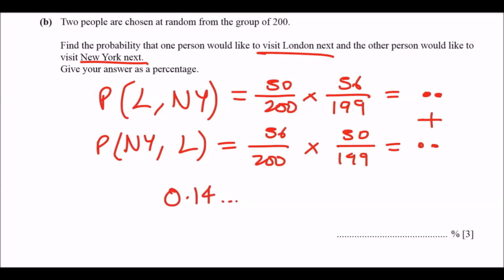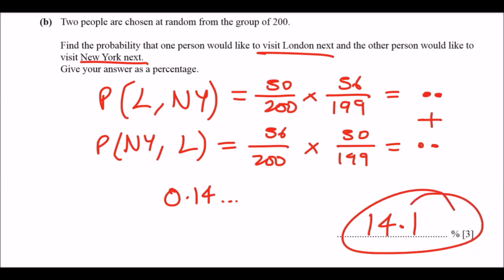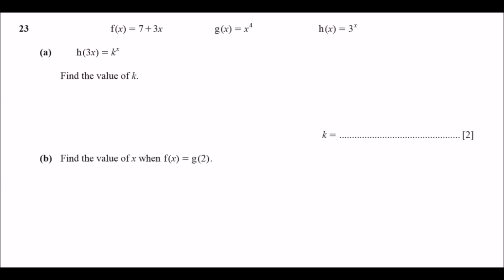0.14... And then all you have to do in your calculator is times your answer by 100 and then round it to one decimal place. So you get something like 14.1%.